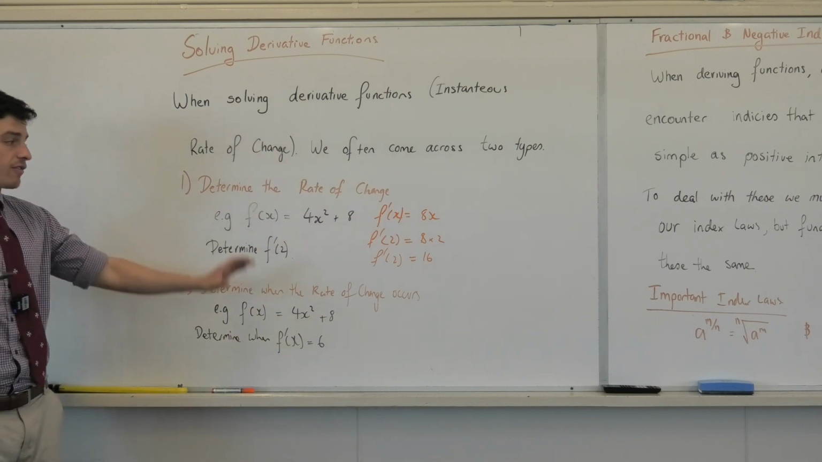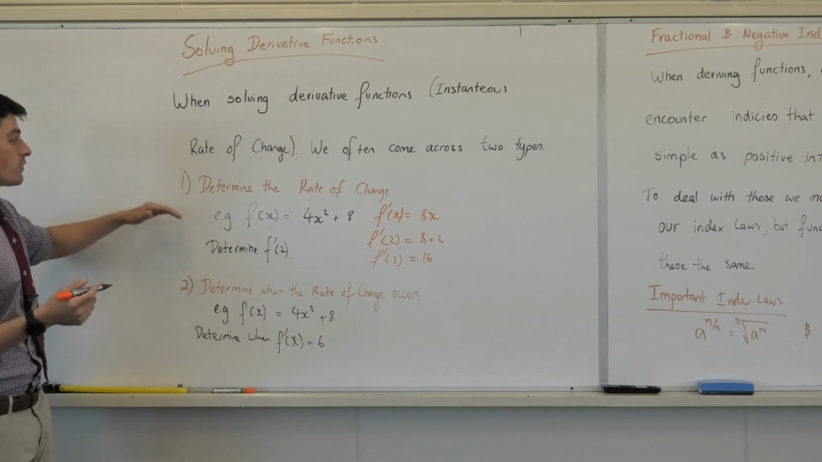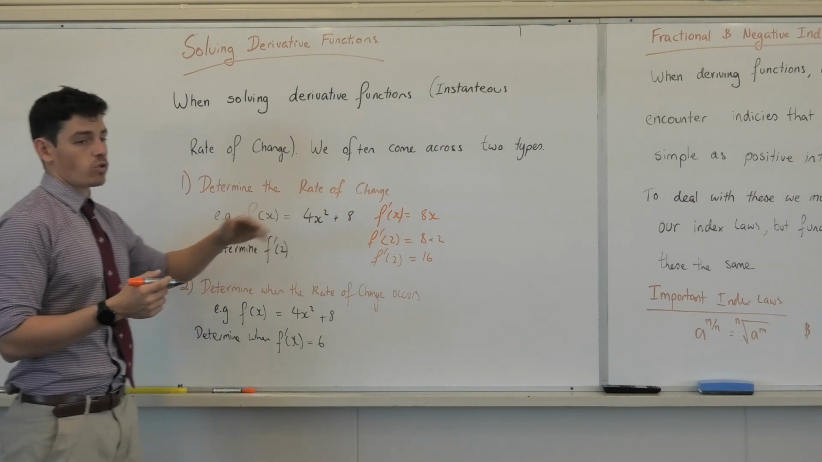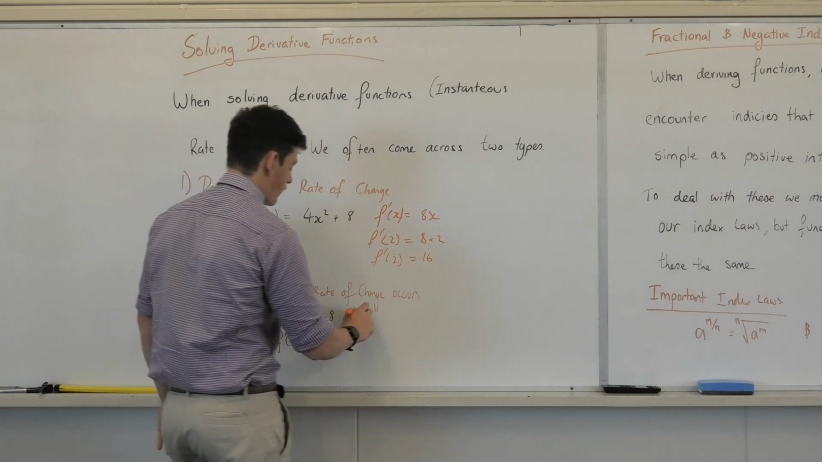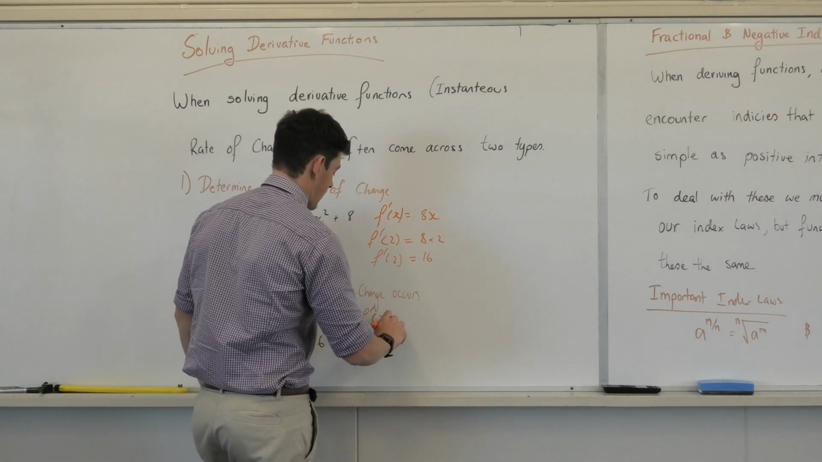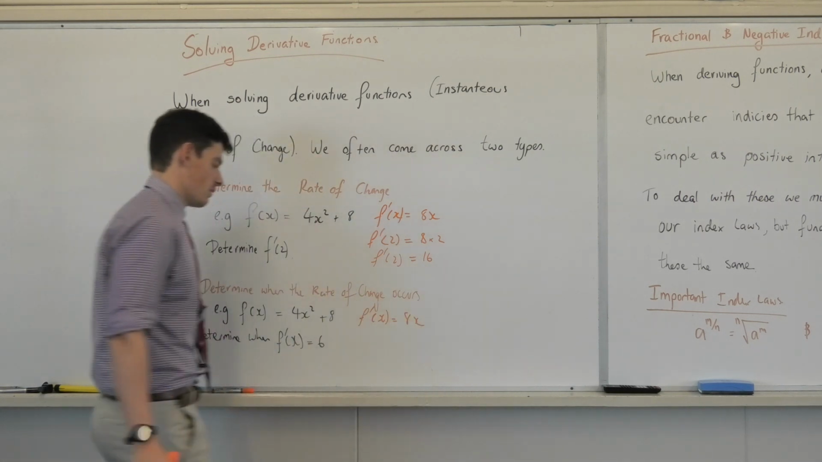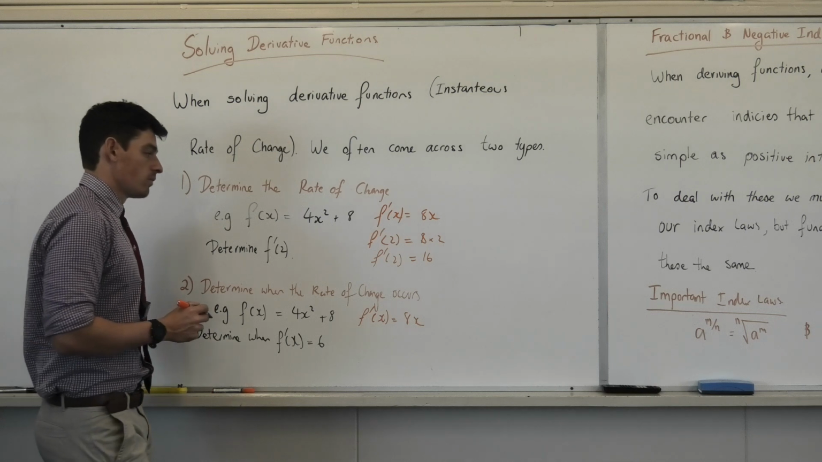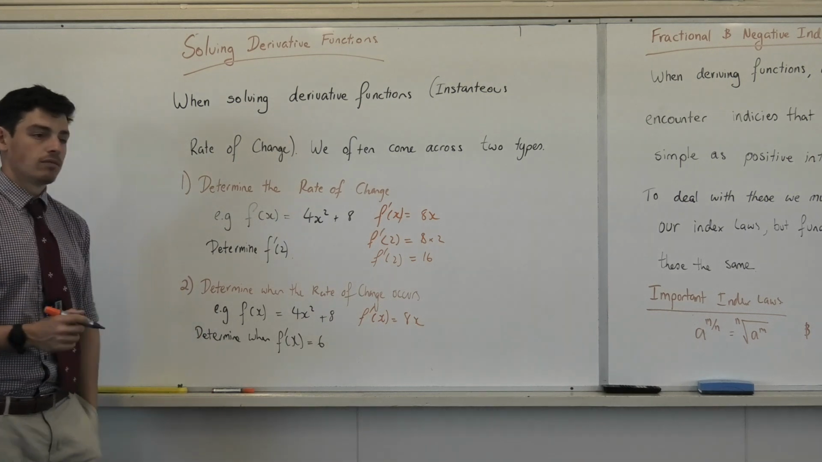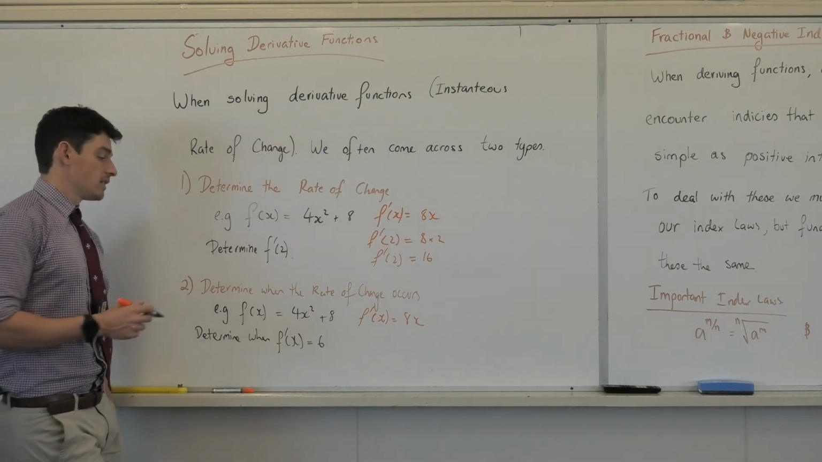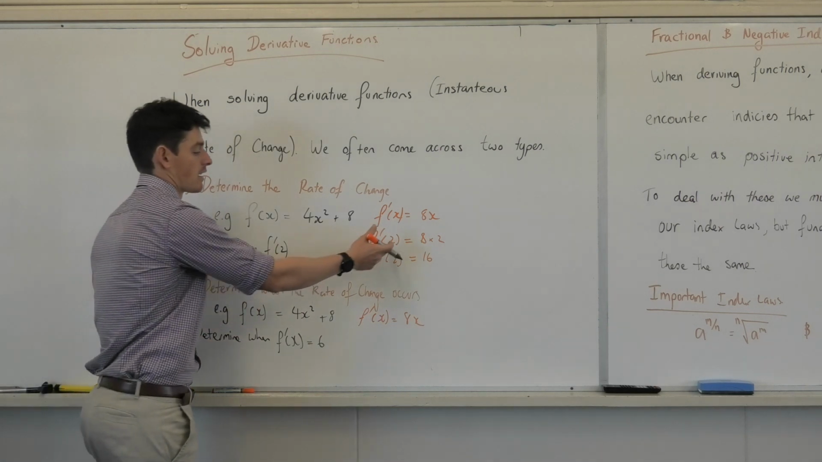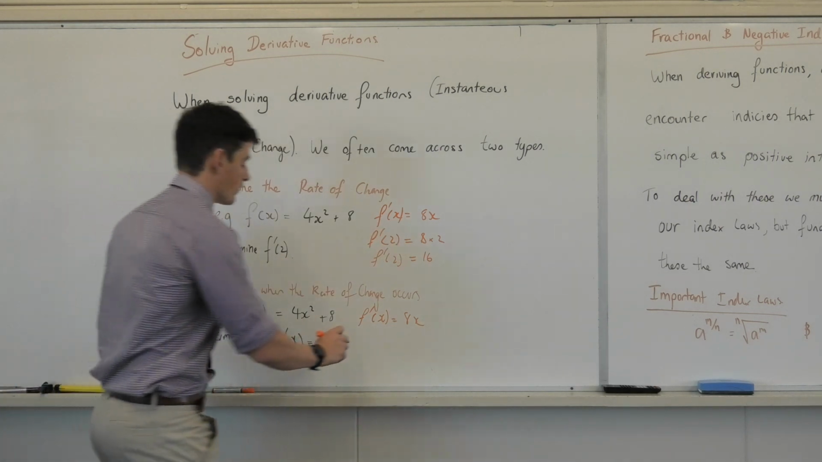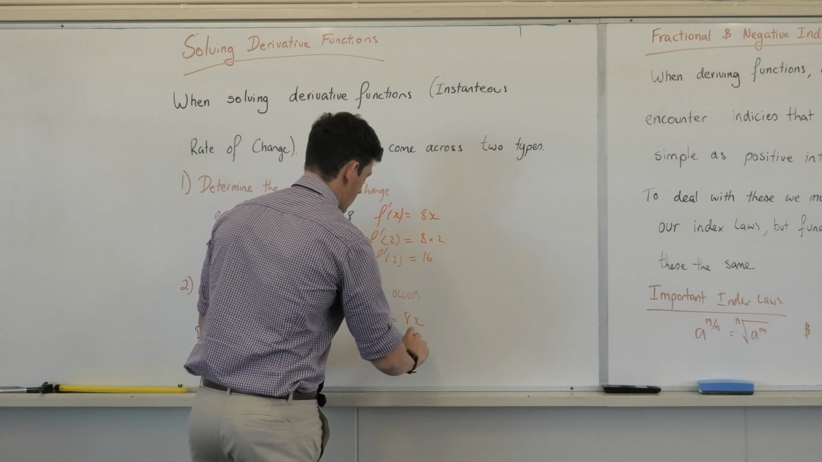Find the derivative. Is that the same for both functions? Yeah. So regardless of whether I'm being asked to determine the rate of change or determine when the rate of change occurs, my first step must be to actually do the derivative. What's different this time? This is where it's different. I let 6 equal f dash x rather than letting x equal something here. So I've got 6 equals 8x.